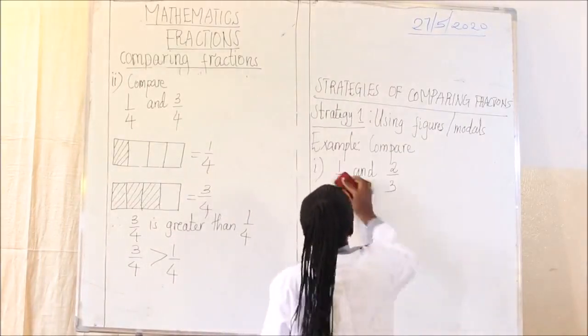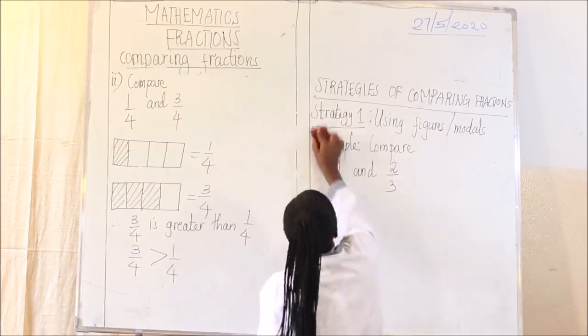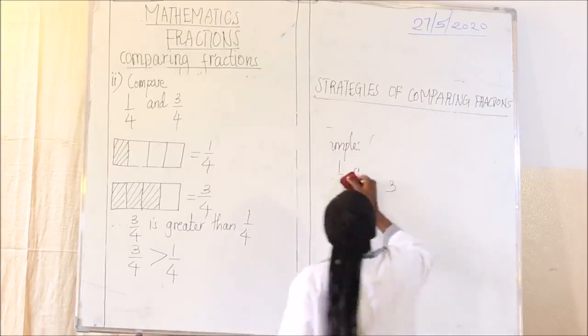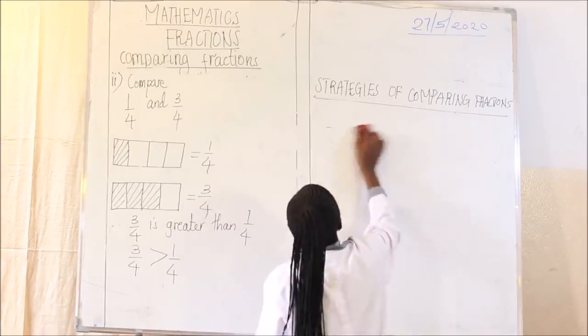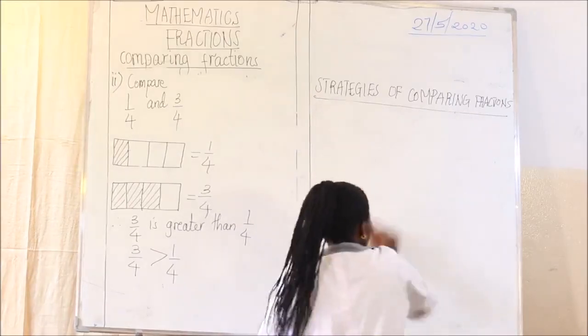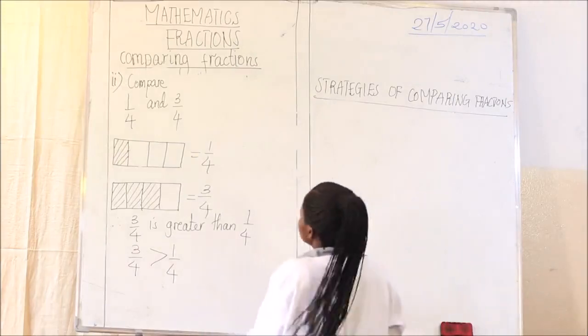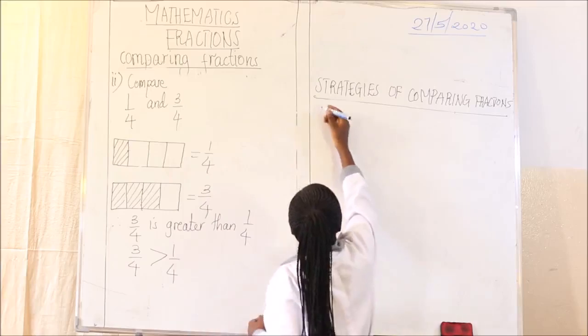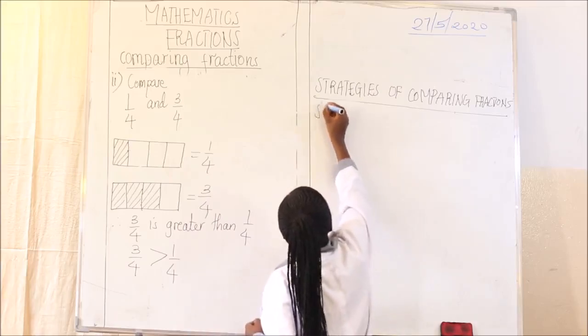So we are going to check the second strategy. The second strategy, which is the simplest one, you just check, you observe what you have given, then you give the answer. That was strategy 1, so we have strategy 2.